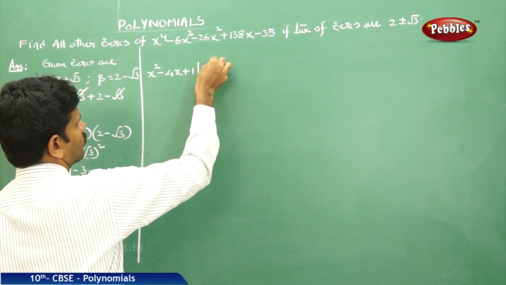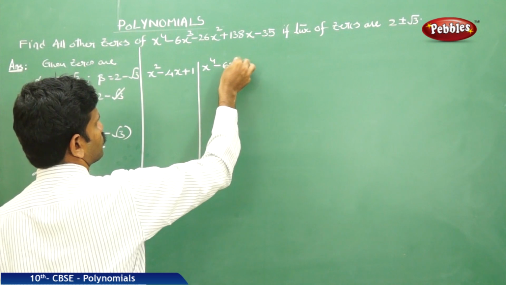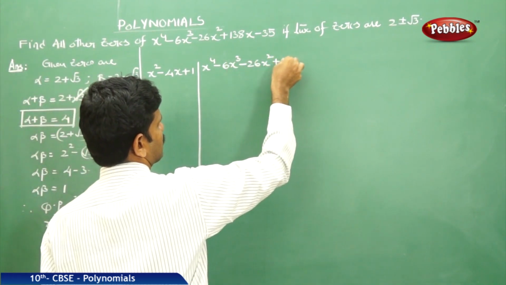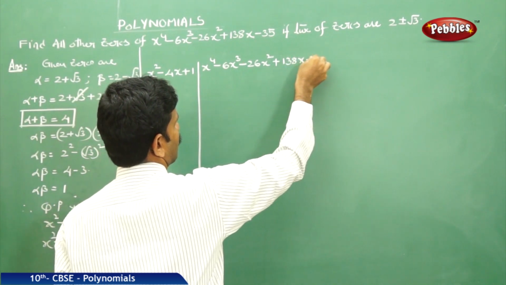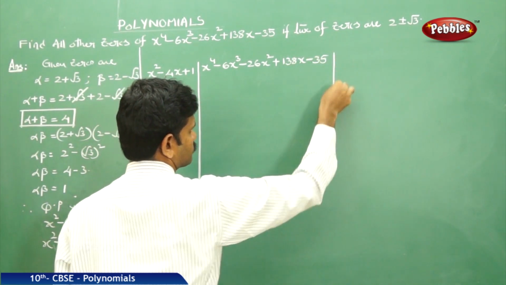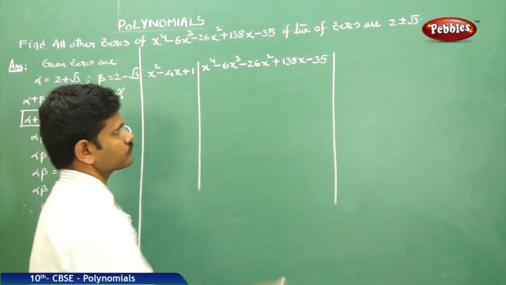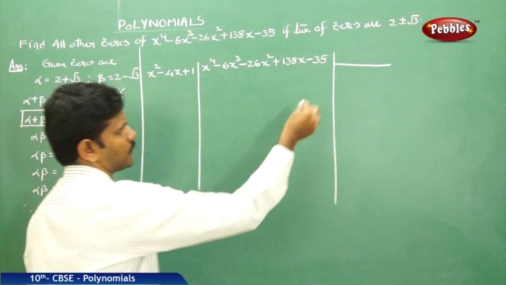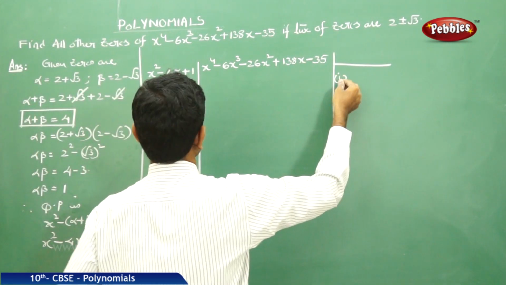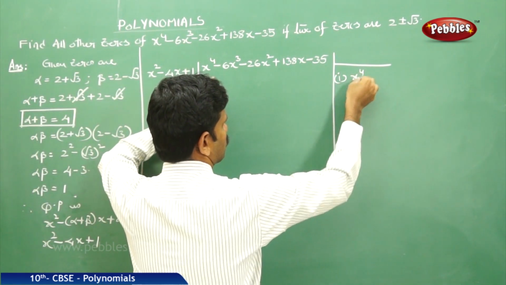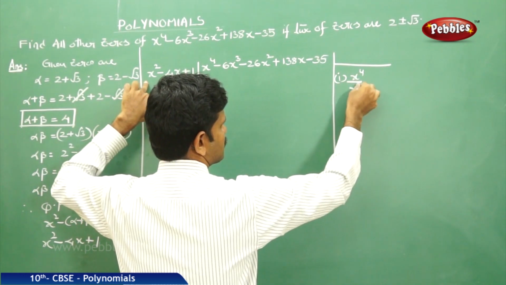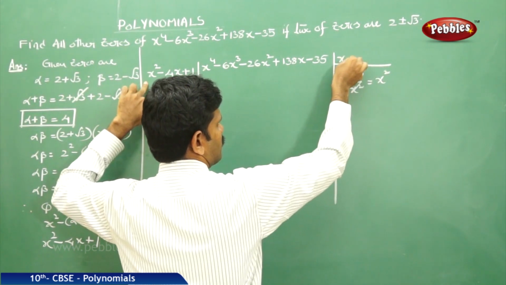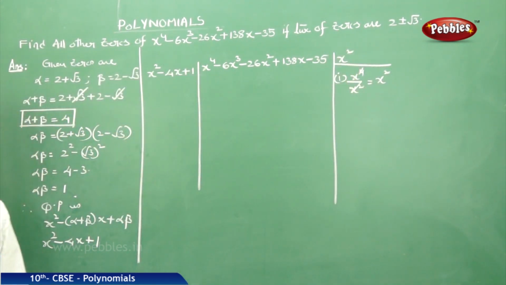x to the power 4 minus 6x cube minus 26x square plus 138x minus 35. There is the answer part. No, see for the first part. First cancellation, x to the power 4 by x square. x square power 4 cancel, x square left. With this x square, multiply your divisor.